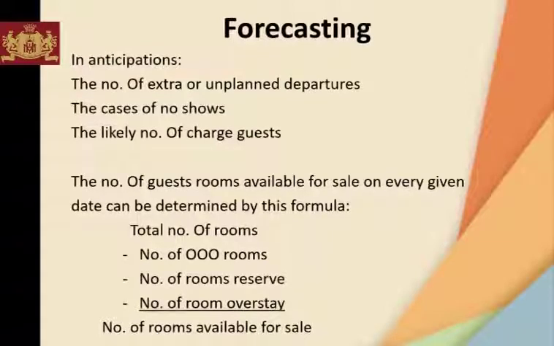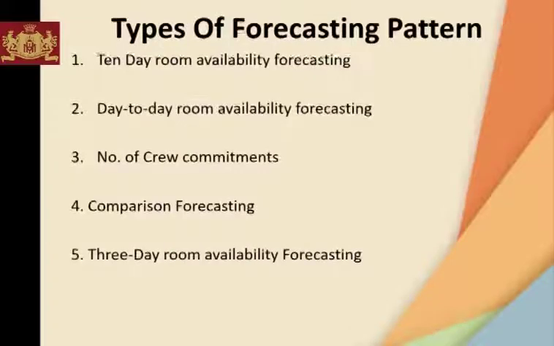The number of guest rooms available for sale on any given date can be determined by a formula. From the total number of rooms, we subtract the number of out-of-order rooms, the total number of rooms reserved, and the total number of room overstays, which gives you the available rooms for sale.